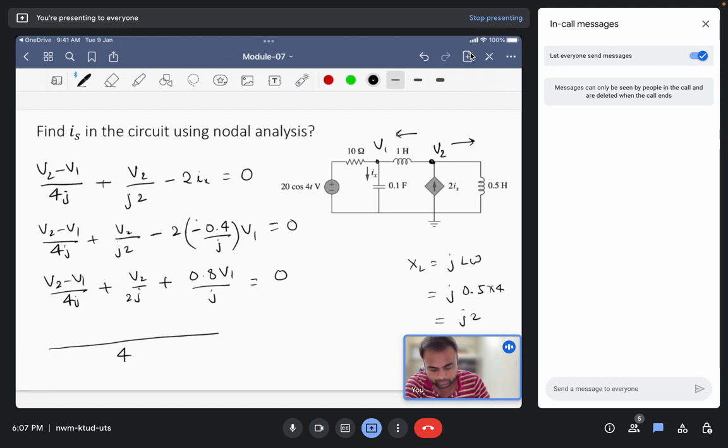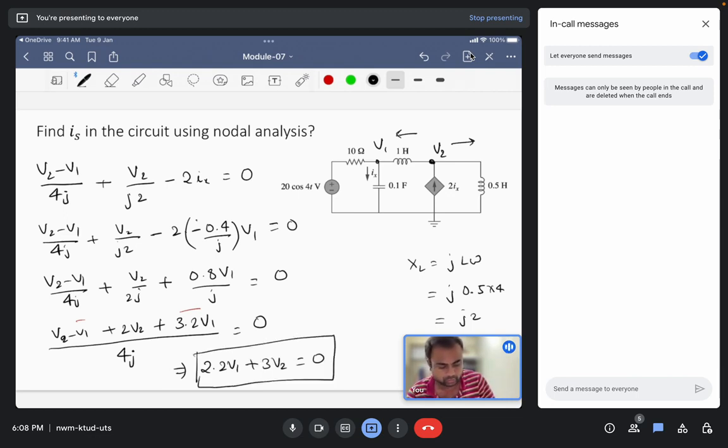So the LCM will be 4J. It will be V2 minus V1 plus twice V2 plus 3.2 V1 is equal to 0. So this sum will be 2.2 V1 and plus 3 V2 is equal to 0.